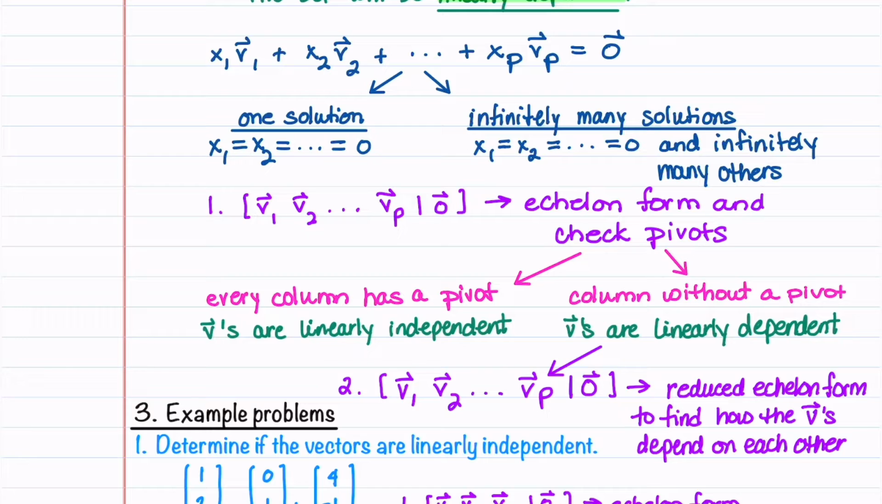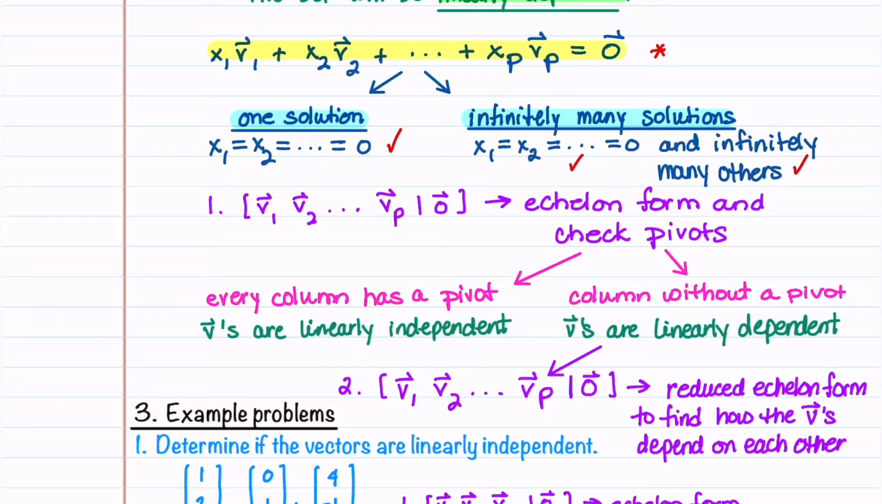Let's see how this works in practice. If we want to determine if a set of vectors is linearly independent or linearly dependent, we need to start with this equation. I would suggest that you memorize this equation. This equation will either have one solution, which is the trivial solution, or it will have infinitely many solutions. Those solutions will be the trivial solution and infinitely many others.